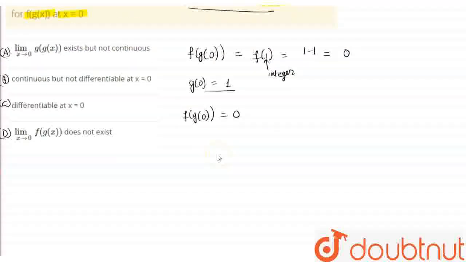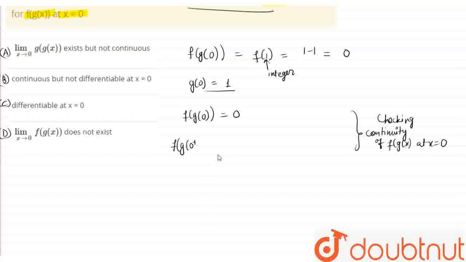Now let us find out the continuity. We are checking the continuity of f of g of x at x equals 0. All right. Now we need to find f of g of 0 plus, which will again give g of 0 plus equals 1, and this will give f of 1 again as 1 minus 1 equals 0.